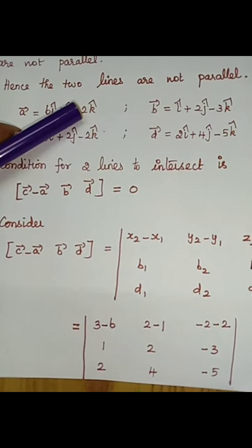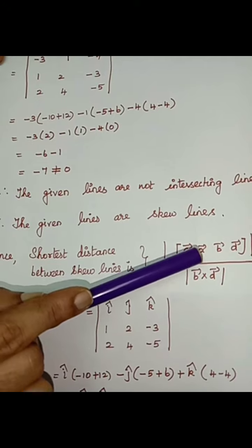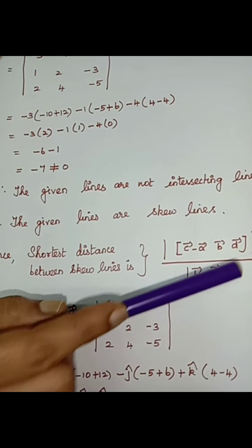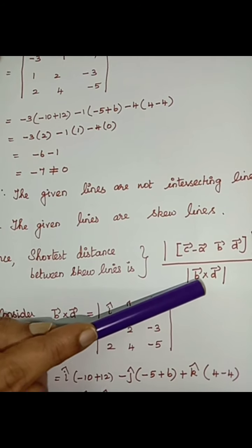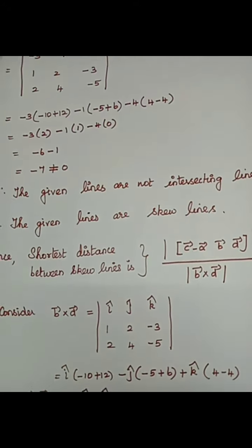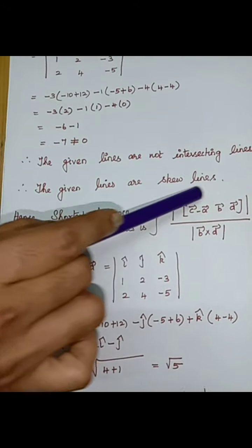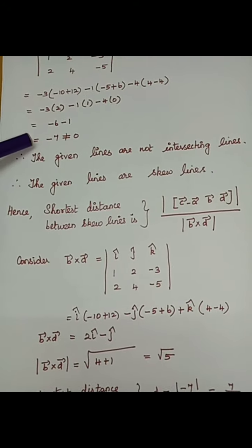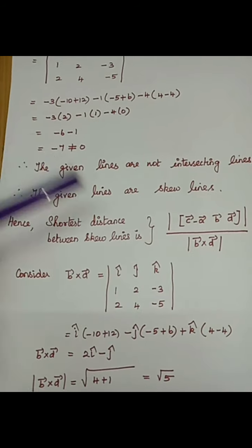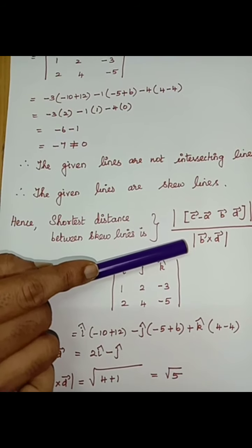Now we have to find the shortest distance between them. It is asked. So here you are going to write the formula. What is the formula? It is the modulus of the box product of c vector minus a vector, b vector, d vector divided by the modulus of b vector cross d vector. In the numerator we have found that it is minus 7. So we have to find only the denominator.